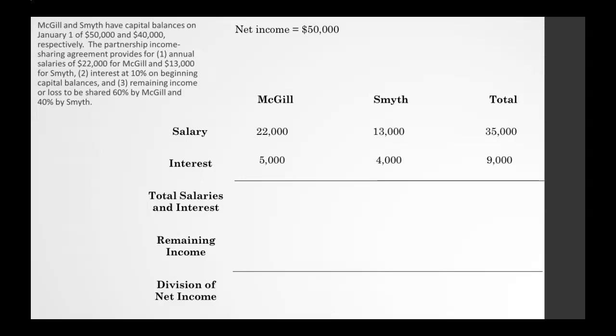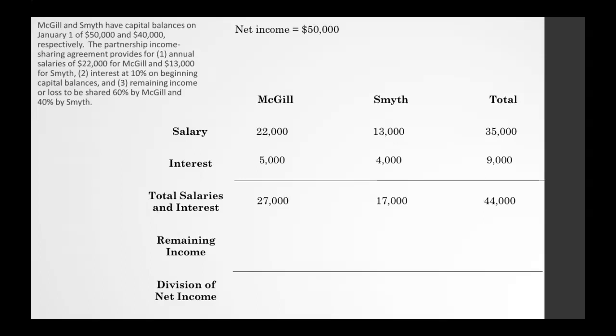Now, this next step, we need to add together the salaries and interest. And why is that? Because our third piece of this income sharing agreement shows that any remaining income or loss. So we need to know how much is left over after these salaries and interest, right? So we'll add together the salaries and interest for McGill and Smith, and then once again show the total of $44,000 for both of their salaries and interest put together.